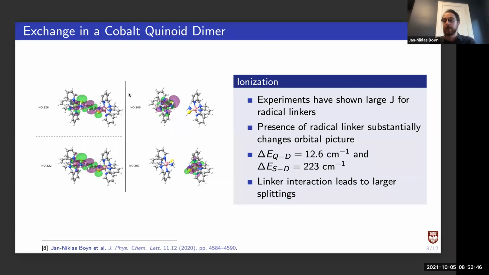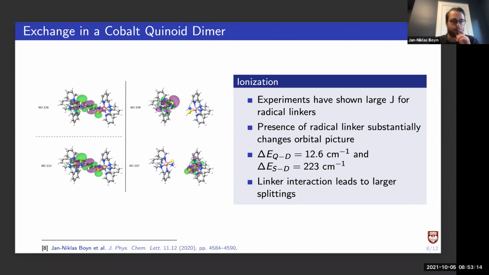Lastly, another thing we then investigated is, can we actually get the linker involved in any kind of exchange interaction? It has been experimentally known that these quinoa linkers can be radicalized. So through vertical ionization, we just remove an electron, so we have a radical linker. And it has been experimentally known that these lead to very, very large exchange values compared to the closed shell systems. And indeed, this substantially changes the overall picture.